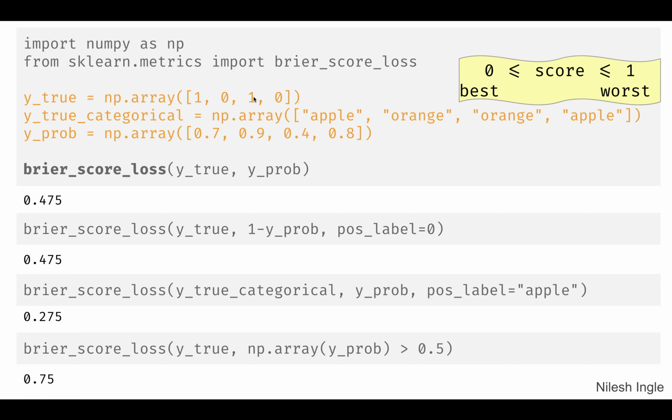We have the y true values, and these are categorical. Then we have the y probability. So when you input y true and y probabilities, we get the Brier score loss. And then there are other optional arguments that we can also pass to the Brier score loss function. And again, the value of 0 is best, 1 is the worst.